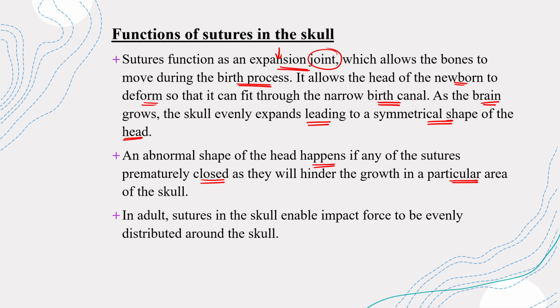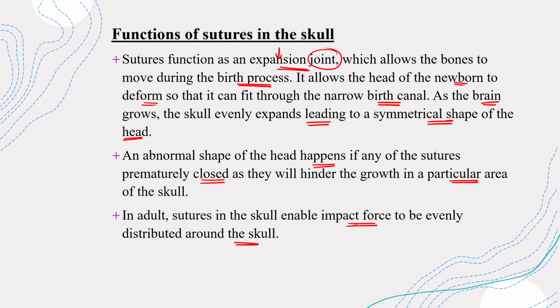In adults, the suture enables impact force to be evenly distributed around the skull. So again, an important work of the suture is that it distributes the force of impact. If you have any injury to your head, the suture will distribute that impact evenly so that your brain is safe. That is the important work of the skull: it protects your brain.